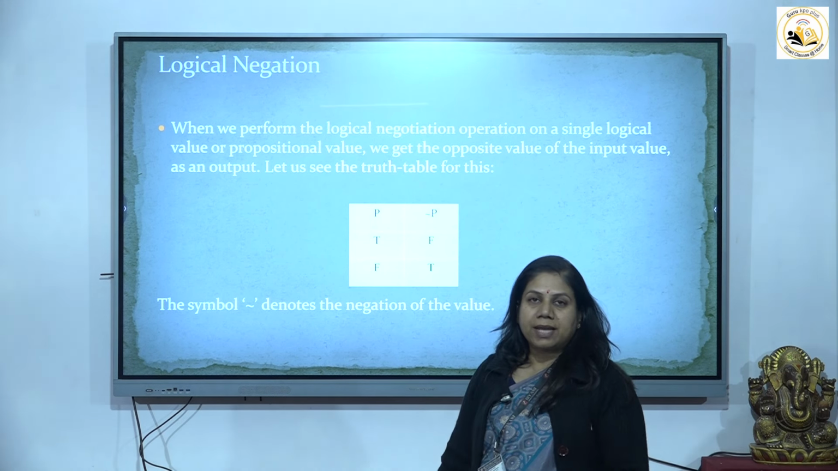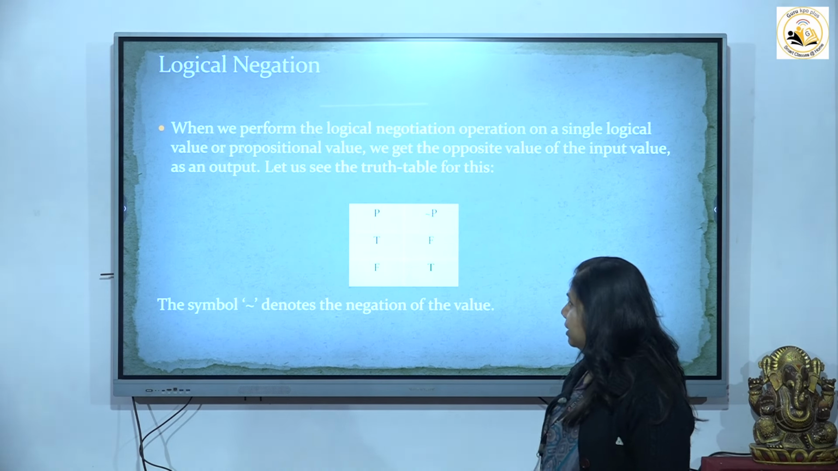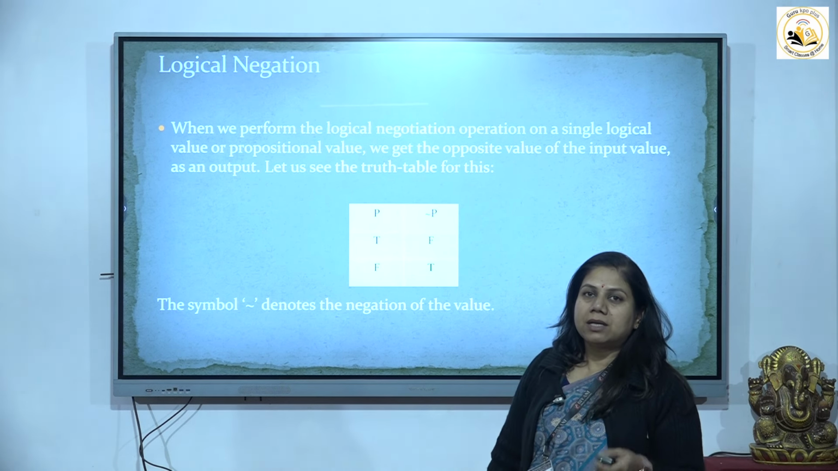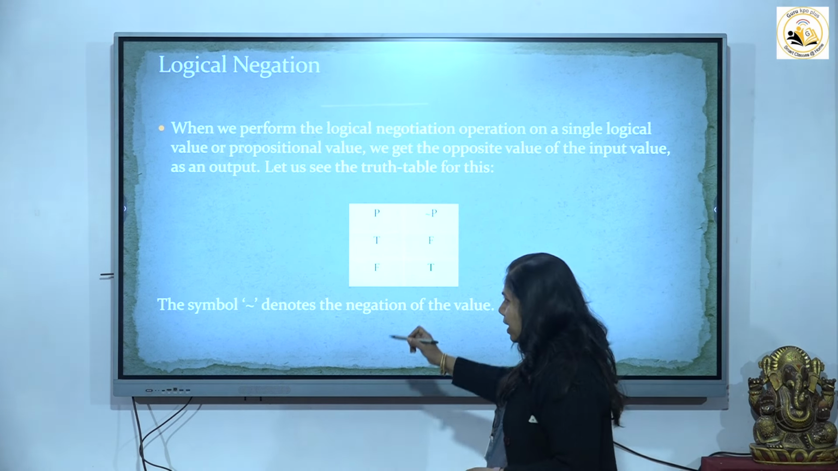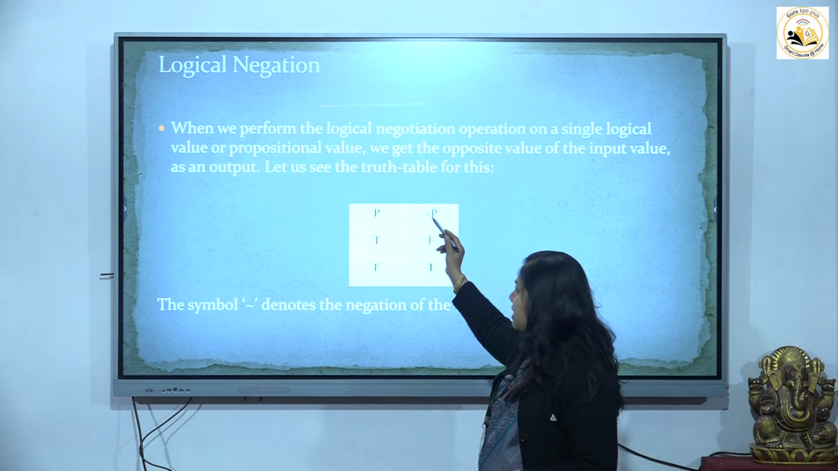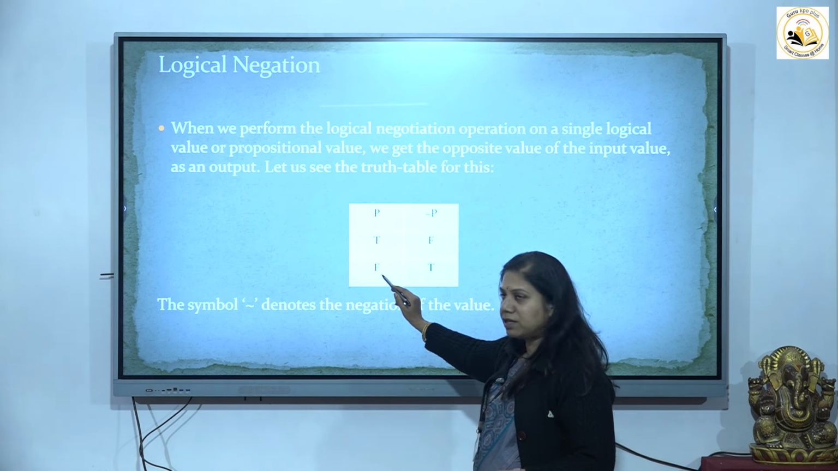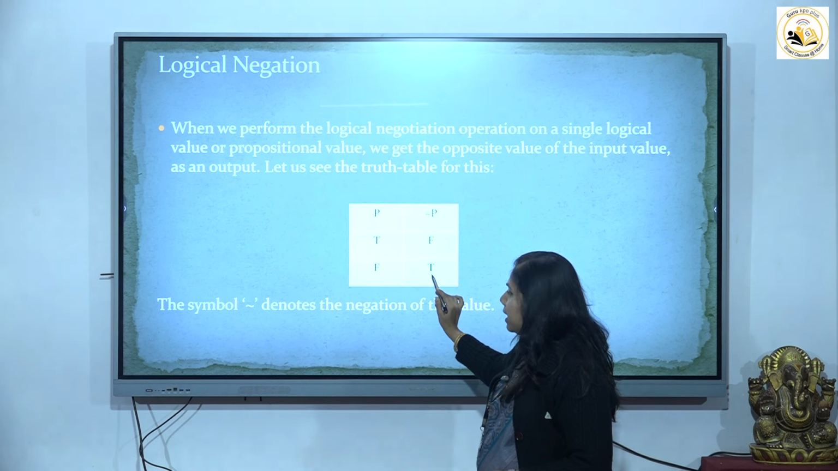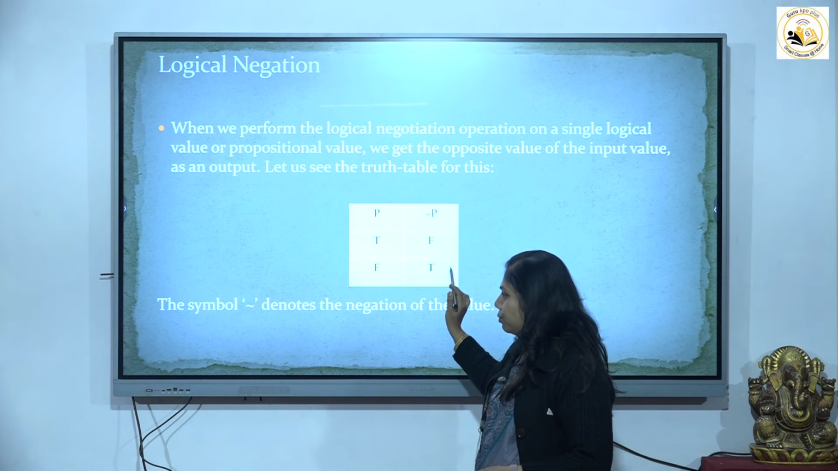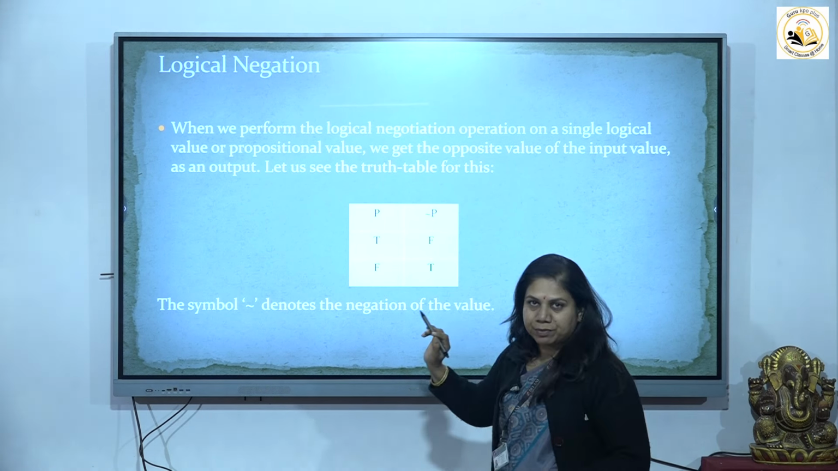Now, next is logical negation. Logical negation always gives an opposite result. Means if we take a statement P whose first result is true, then its negation gives result false. If its result is false, then its negation gives always its opposite result, which is true. This wavy symbol denotes the negation of the value.